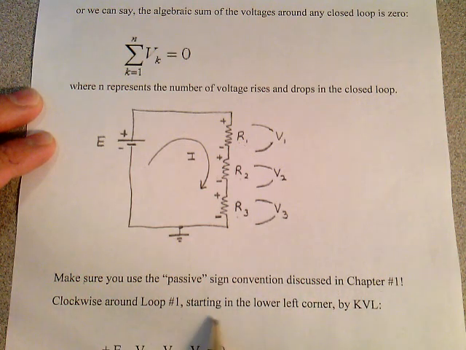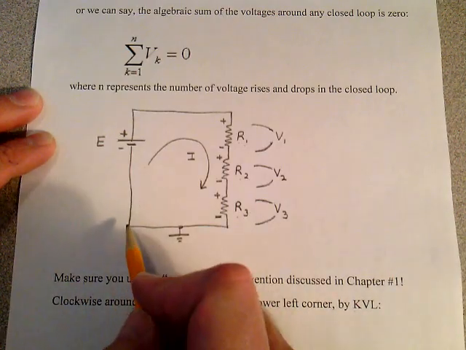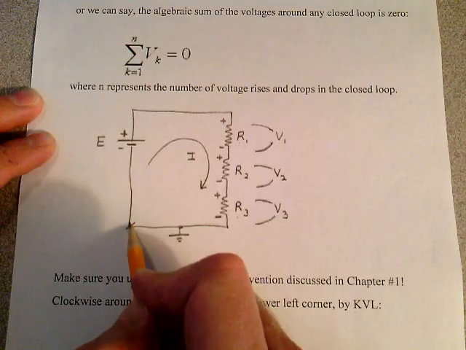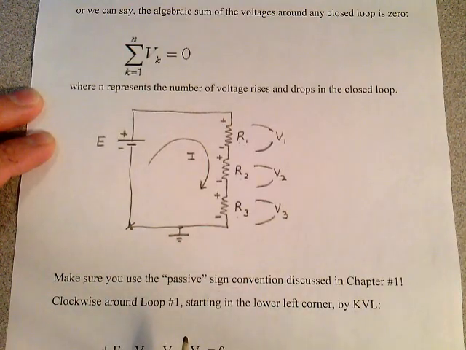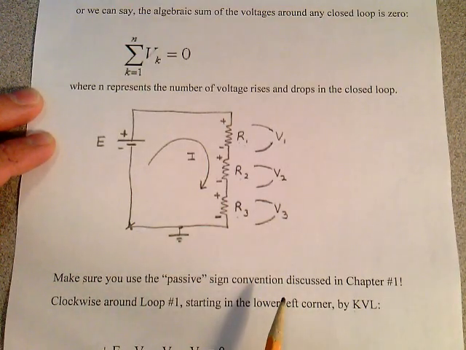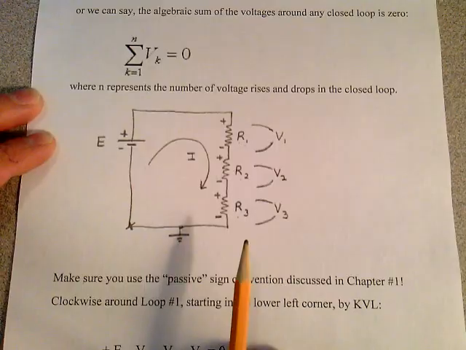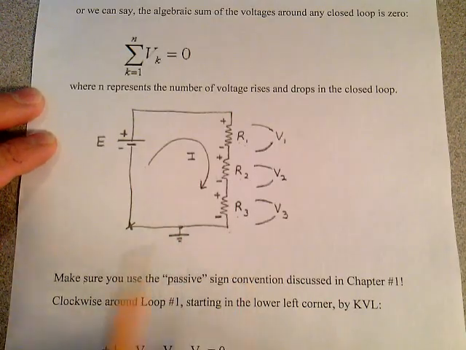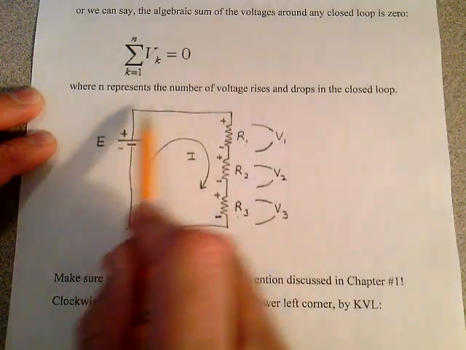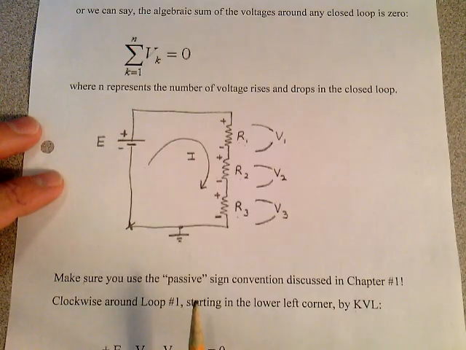Clockwise around loop 1, starting at the lower left corner, by KVL. We're always going to start at the bottom left-hand corner of every window. That's just a nice convention. It allows me to give you partial credit on your problems. So whatever window you're working in, and you'll see what I mean when we start working on the circuits, always pick the bottom left corner and start going around in a clockwise direction.